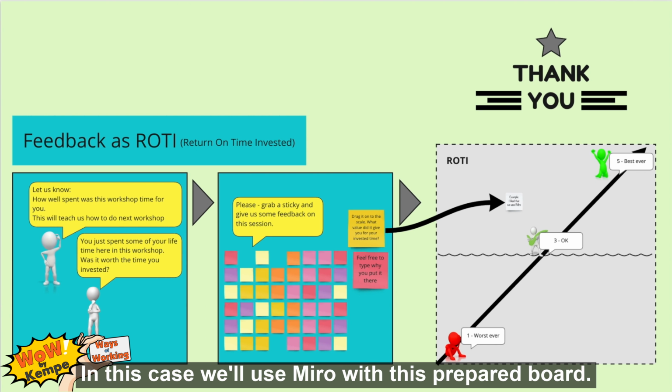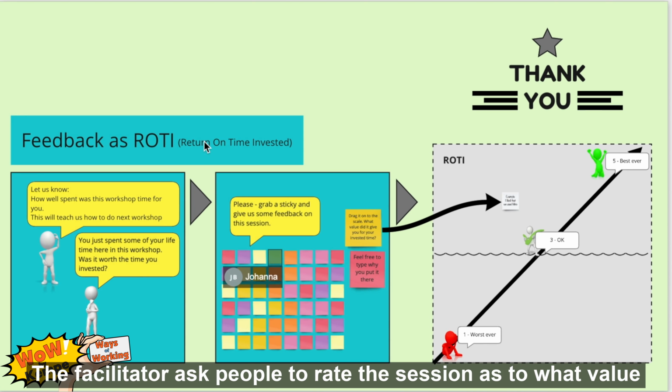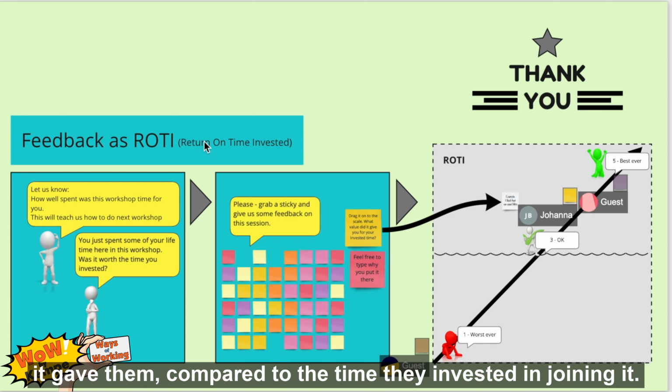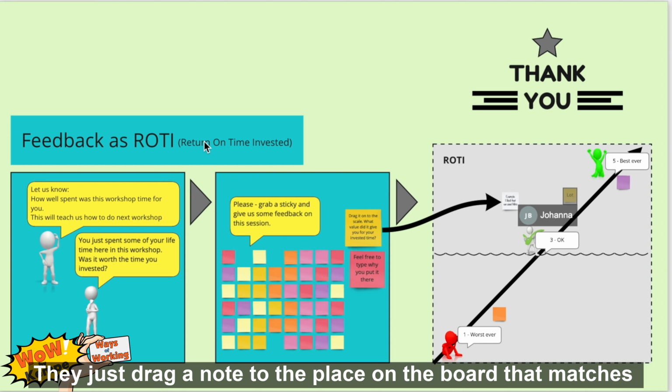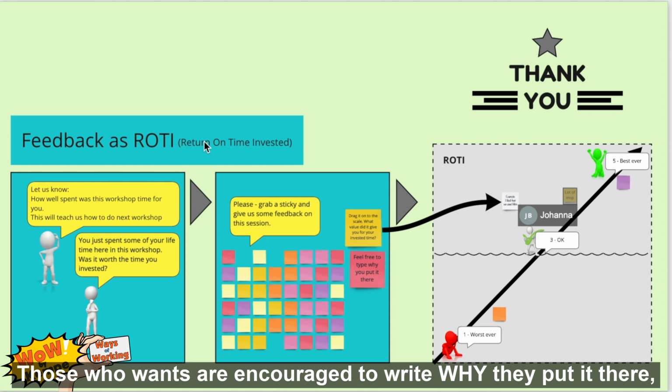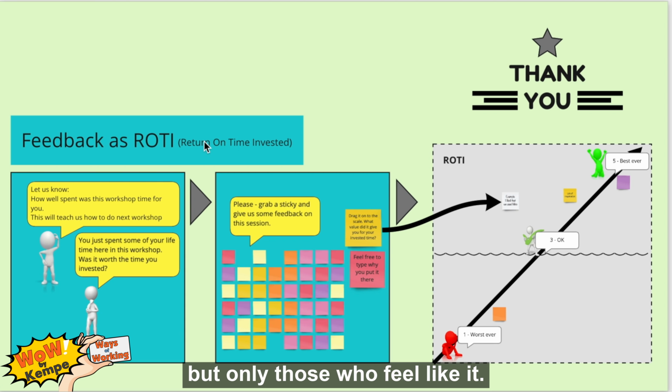In this case, we'll use Miro with its prepared board. The facilitator asks people to rate the session as to what value it gave them, compared to the time they just invested in joining it. They just drag a note to the place on the board that matches the value they got. Those who want are encouraged to write why they put it there, but only those who feel like it.